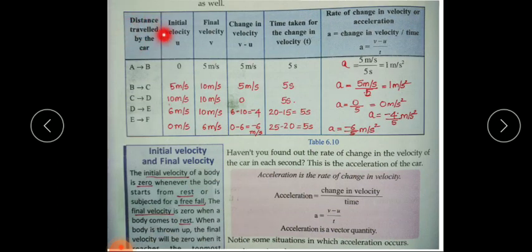Here you can see the distance traveled by the car, initial velocity, final velocity, change in velocity, time taken for the change in velocity, then acceleration. A is equal to V minus U by T. So the distance traveled by the car from A to B.